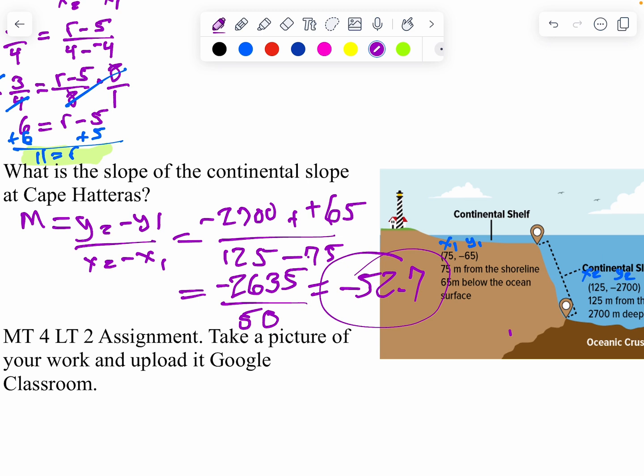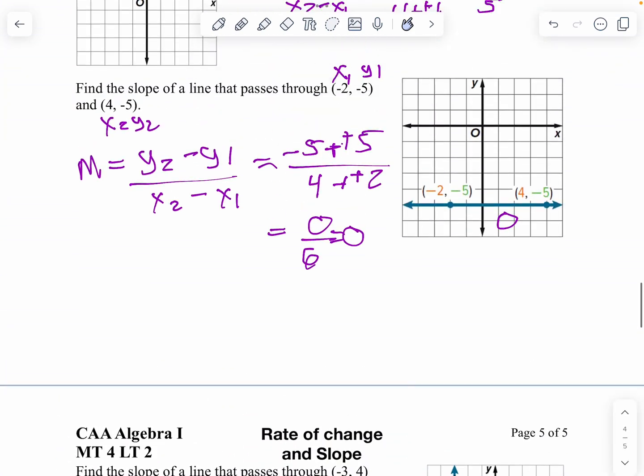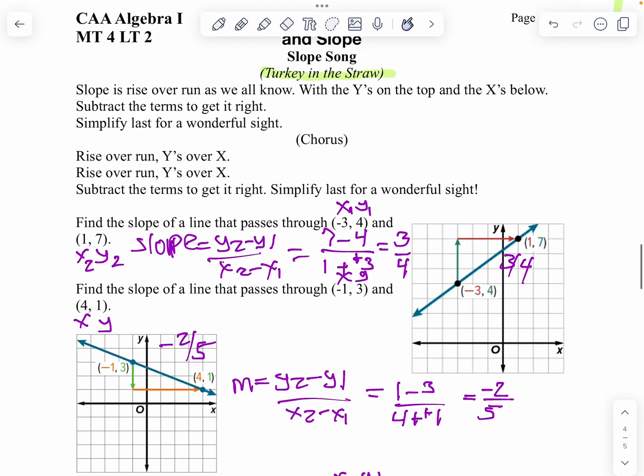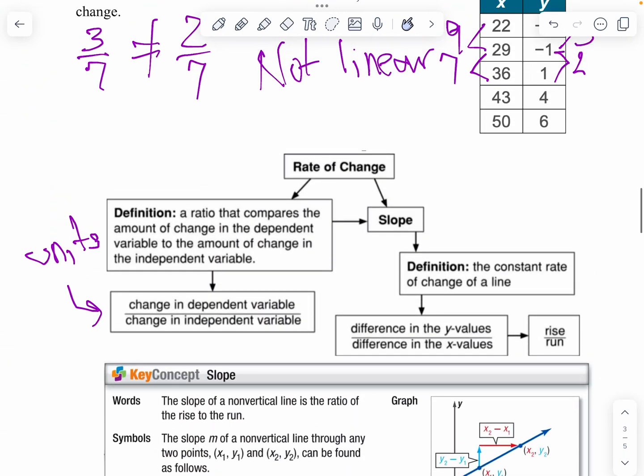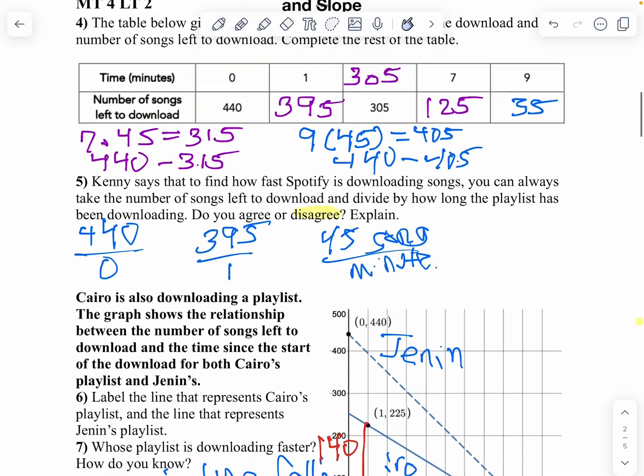Okay, let's work on your MT4 LT2 assignment. Take a picture of your work. You're definitely going to have work on these slope problems, aren't you? Maybe if they give you a problem where you do the work right on the screen, you might not have work for that particular problem. You are going to have some work for some of your problems as we do this assignment.